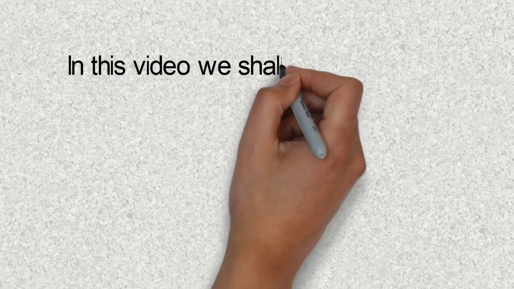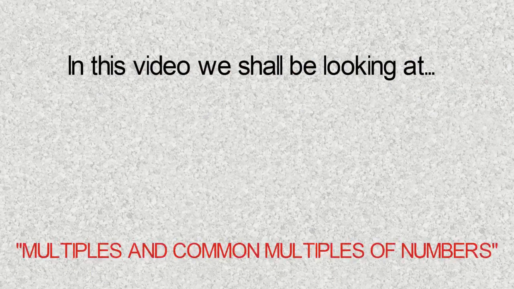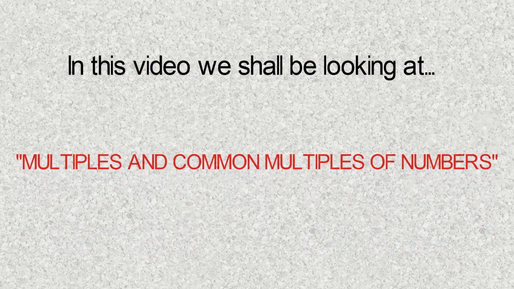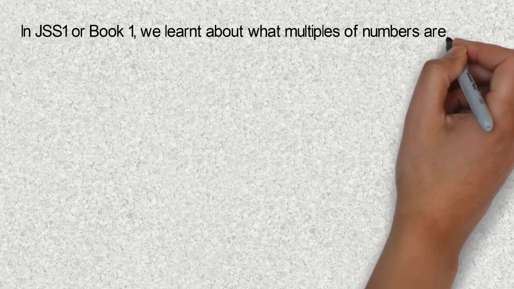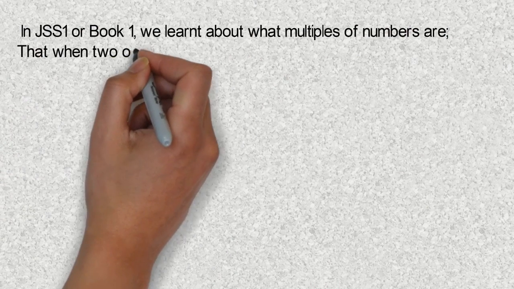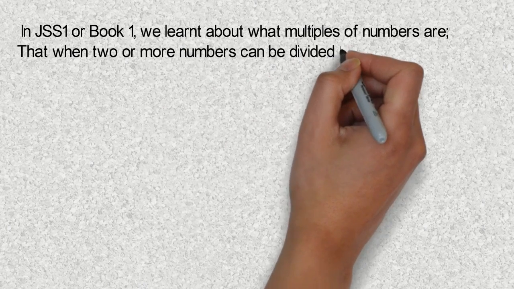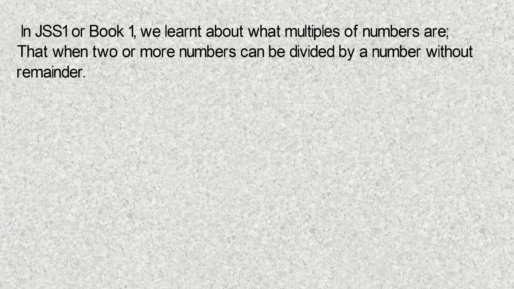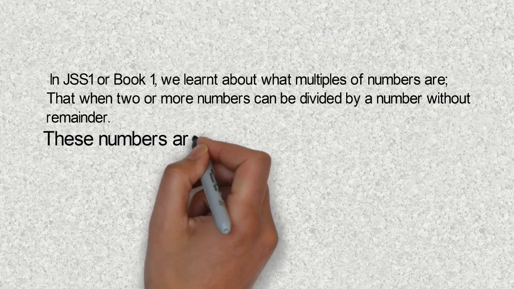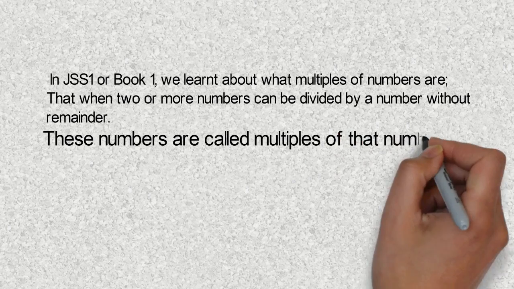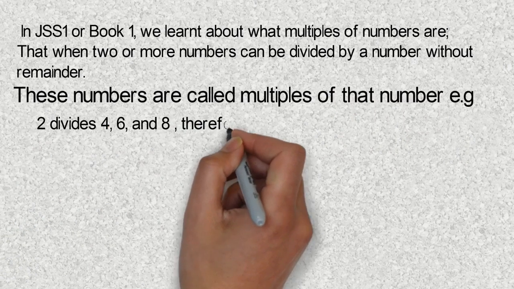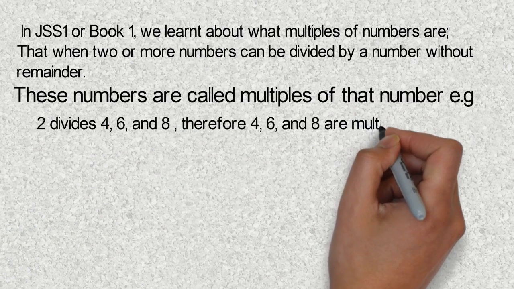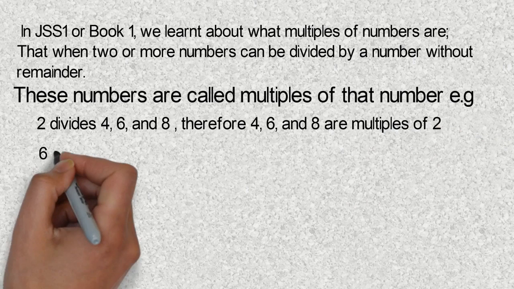In this video, we shall be looking at multiples and common multiples of numbers. In JSS1 or in our book 1, we learned about what multiples of numbers are. That when two or more numbers can be divided by a number without remainder, these numbers are called multiples of that number. E.g., 2 divides 4, 6 and 8.